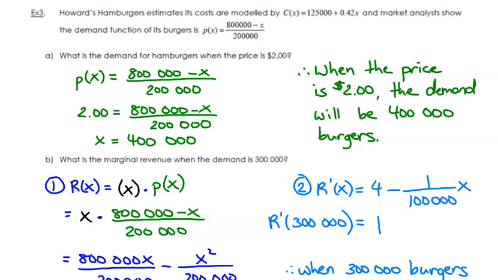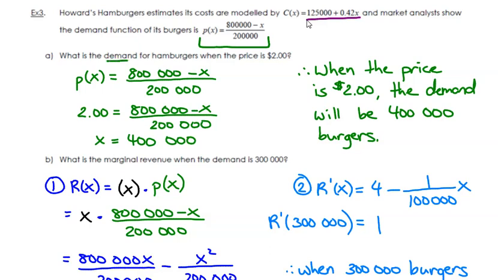Example number 3: Howard's Hamburgers estimates its cost by modeling, let's see, an original function, so right here. And market analysis showed that the demand function for its burgers is this price function, or demand function, sorry. What is the demand for the hamburgers when the price is 2?